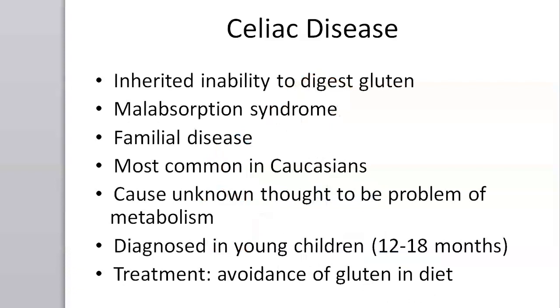It is an inherited inability to digest gluten. It's a malabsorption syndrome, has some familial tendency, and is most common in Caucasians. The cause is unknown, thought to be a problem of metabolism. Usually it's diagnosed in young children between the ages of 12 and 18 months, and treatment is to avoid gluten in their diet.